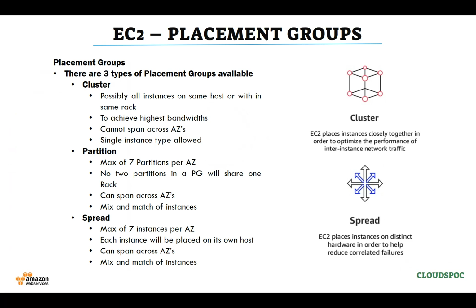If you need high bandwidth and low latency, then you need to go ahead with the cluster placement group. In a cluster placement group, all the instances will be placed onto the same host possibly, or on multiple hosts within the same rack. So they will be close to each other. The physical servers will be close to each other so that you can get the high bandwidth benefit. If your application depends on that, then you have to go ahead with the cluster placement group.